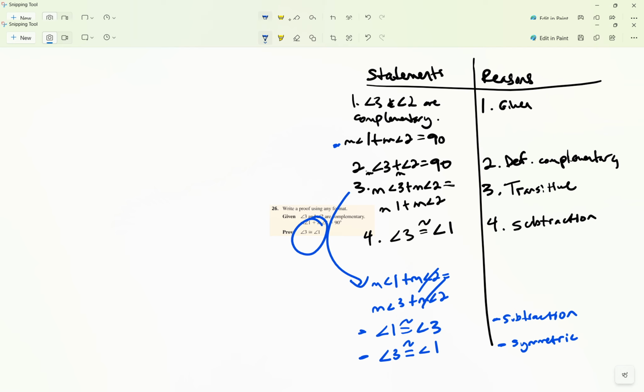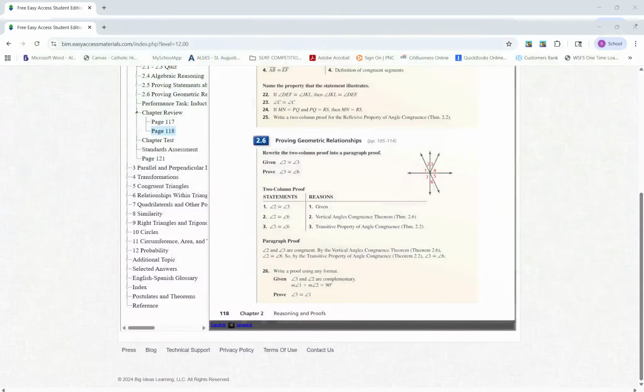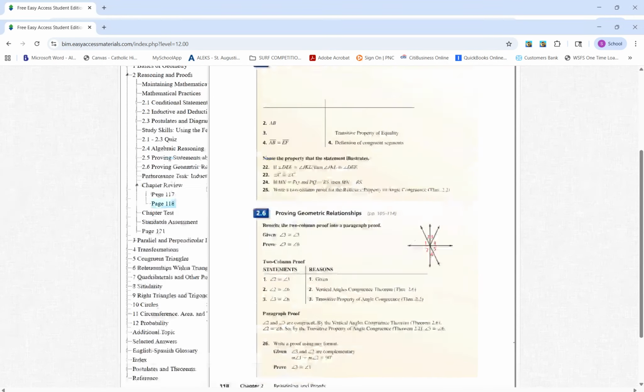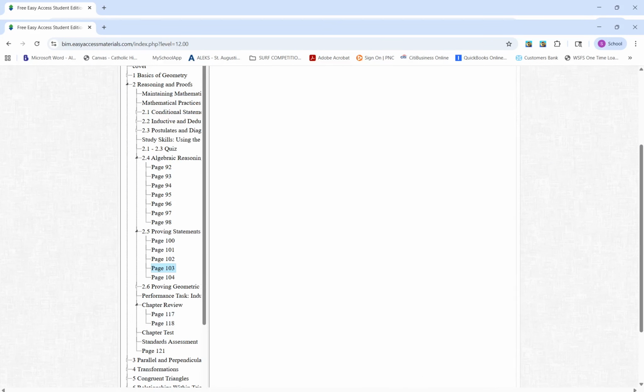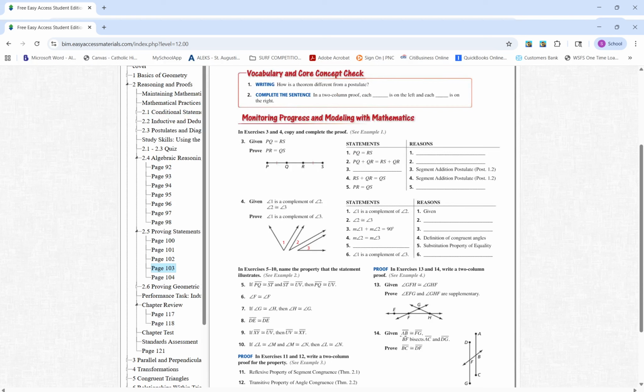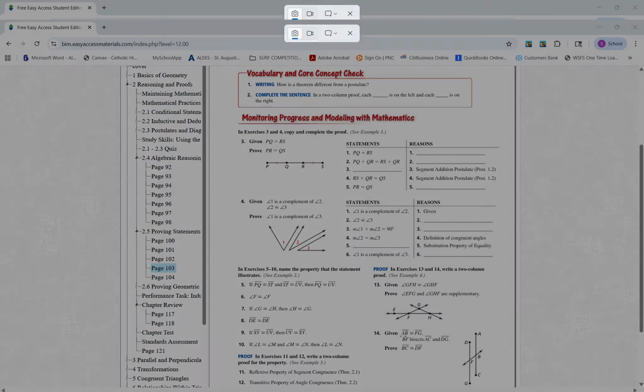So, next. Where's it at? Here we go. Page 103. Back here. Where's 103? Oop, not there. 103. Cool. And I'm looking for number 14. Ooh, here you are, number 14. Let's go ahead and get the snipping tool.